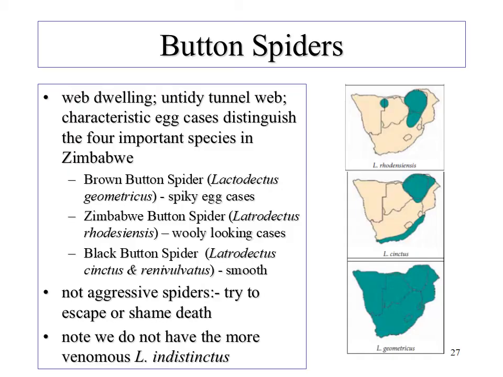So these are generally non-aggressive spiders, and they try to escape or feign death instead of biting someone or being aggressive. And normally bites would occur when someone presses them intentionally or otherwise.